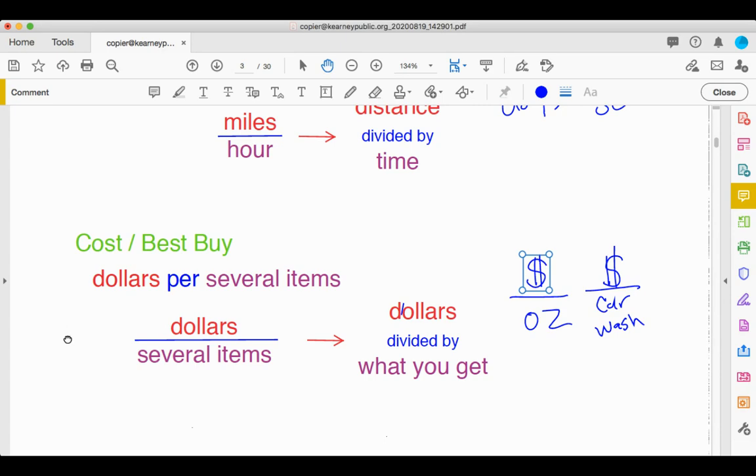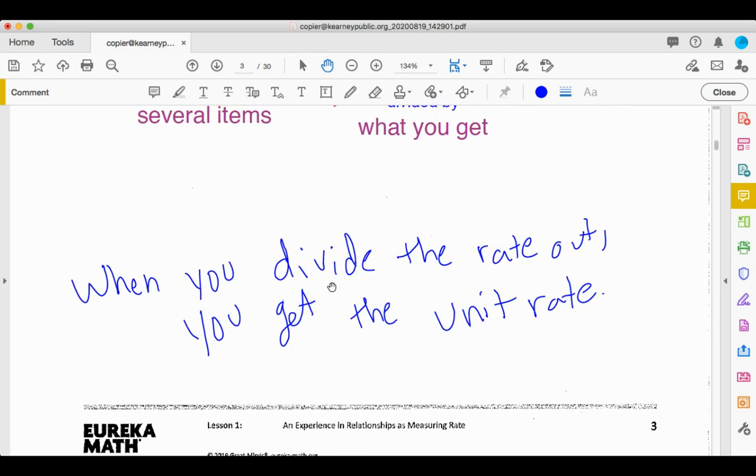All right, now the last thing you're going to write on this page is what I just was referring to. When you divide the rate out, when we take dollars divided by what we got, when we took our distance divided by time, we get what is called a unit rate. And now the book doesn't label the unit rate, but I like to label the unit rate. Is it dollars per pound? Is it dollars per car wash? Is it feet per second? All right, so we understand what we're talking about. Okay, does that make sense? Yes. All right.